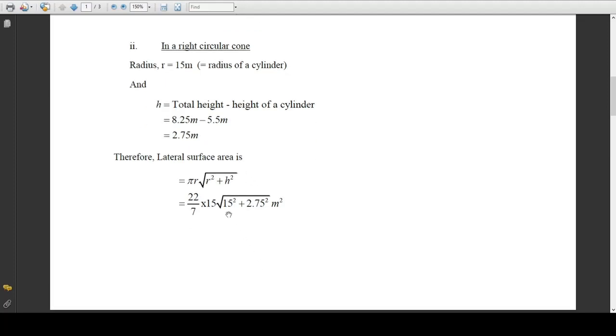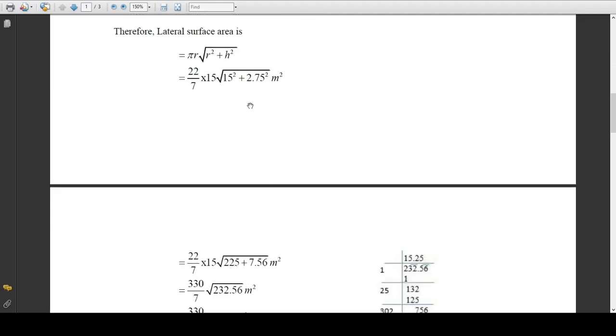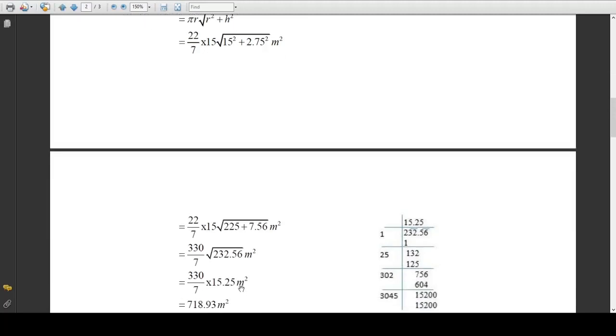15 square is how much? 225. 2.75 square is 7.56. Adding these two, you'll get 232.56. Now, on the right side I've shown you how we'll find the square root of this number 232.56. What you'll do is, from the decimal portion to the right, group the digits in pairs. From the decimal to the left, group in pairs. If you group in pairs, you will get 32 in a pair.